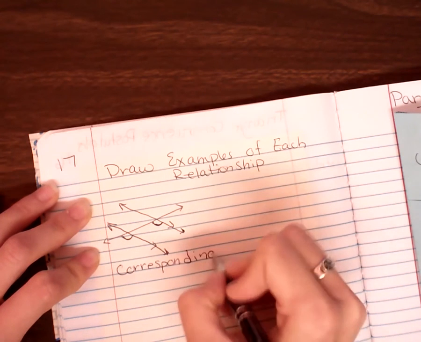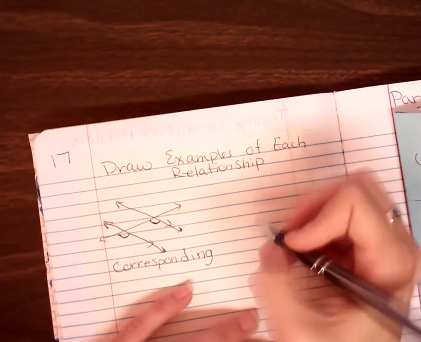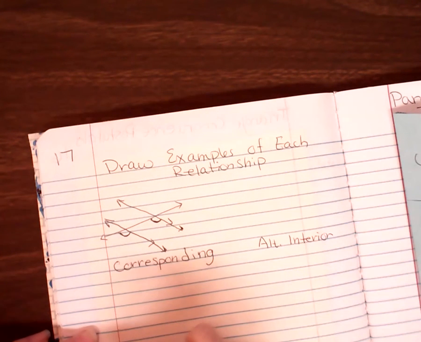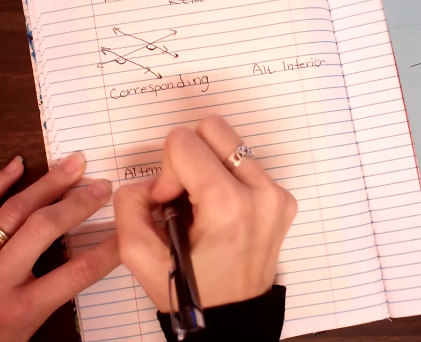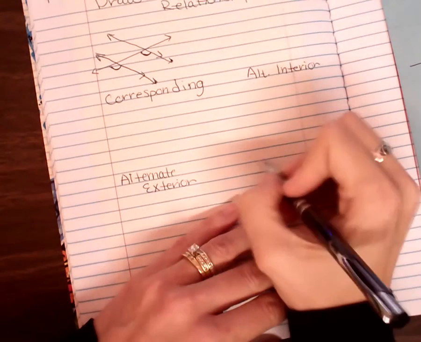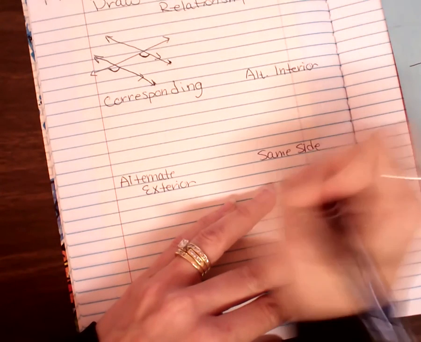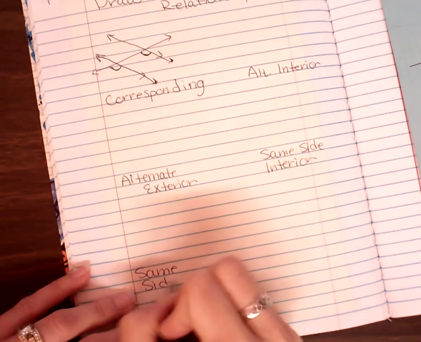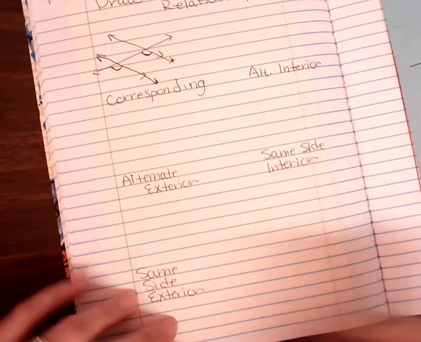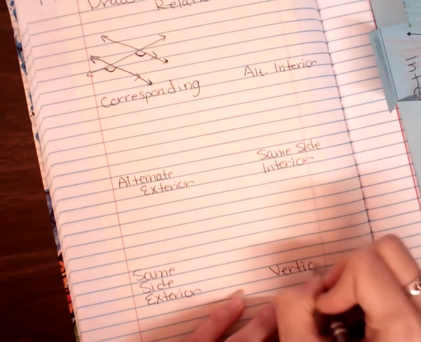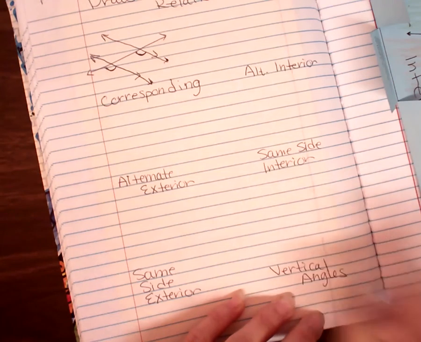So you'll do that, oops, I need a G. You'll do that for each of those relationships: corresponding, alternate interior, alternate exterior, same side interior, same side exterior, and what's the last one we're not? Vertical angles. And when you're done with that, you'll be done with your notes.